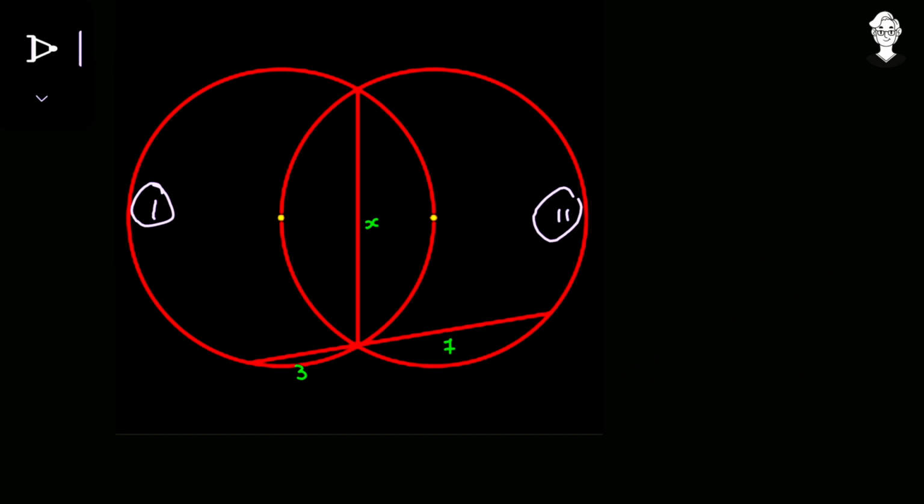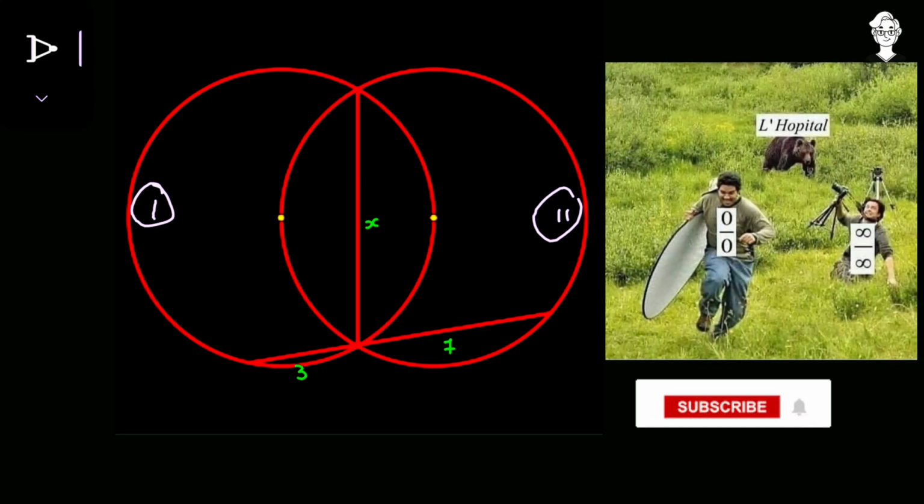Second point is that you run a chord from this point to this point and you name it as x, and that's what we have to find. So let us see its beautiful solution.